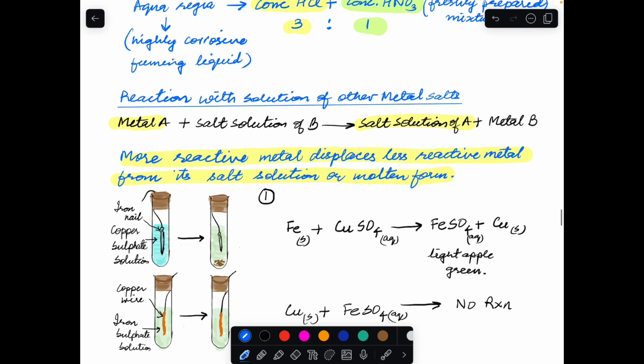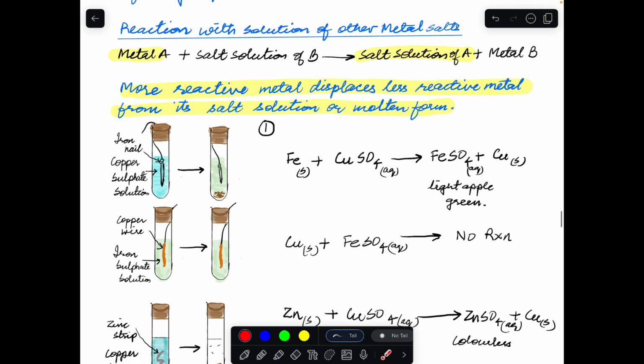Next, reaction with the solution of other metal salts. So always remember that a more reactive metal displaces a less reactive metal from its salt solution or molten form. Molten form means liquid form. How do we attain the liquid form of any metal? We heat the metal to a temperature higher than its melting point, so it will melt into liquid. That is the molten form.